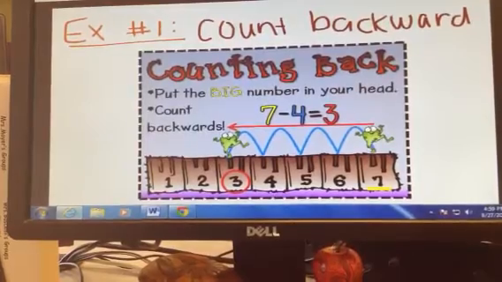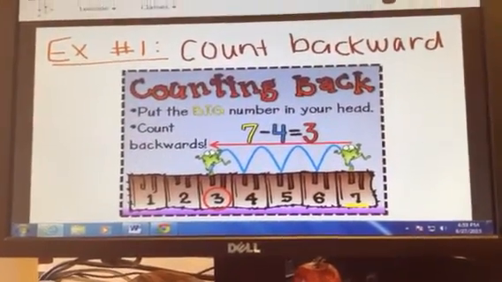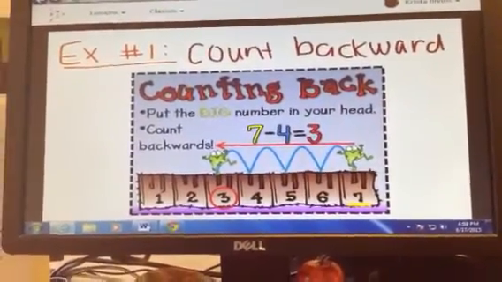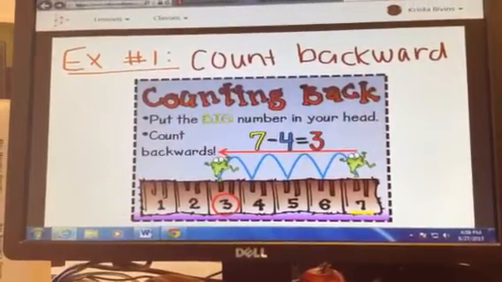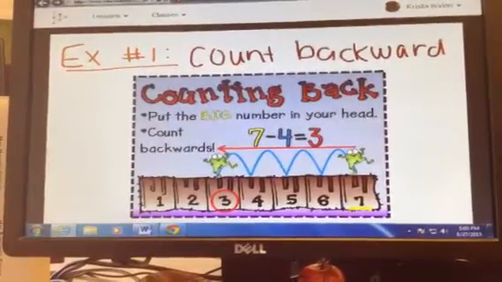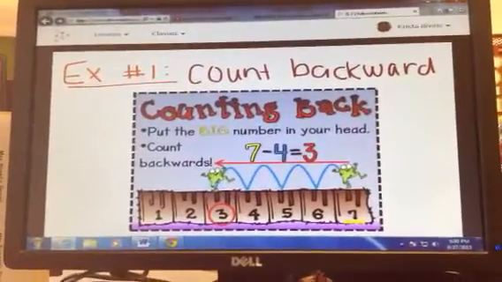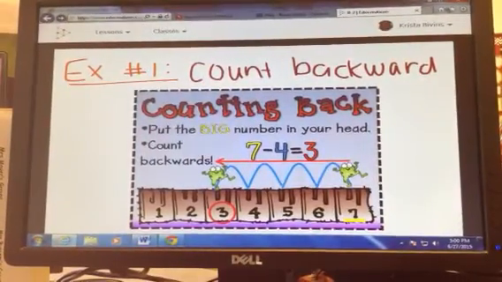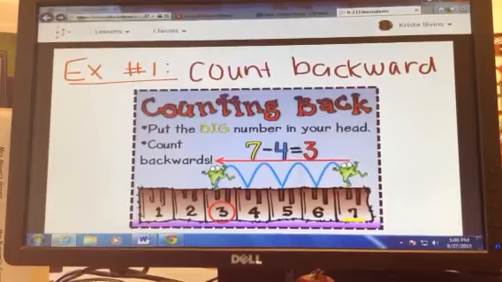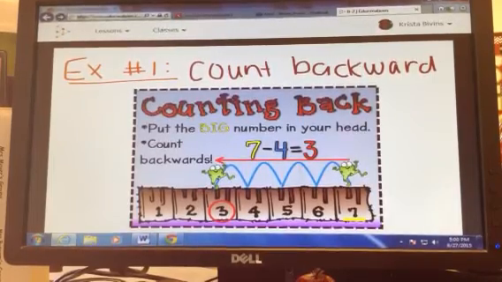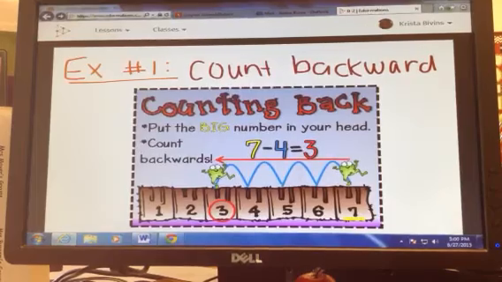Here we are with example number 1. So this is one way that you can subtract. And one way is to count backwards. So I put this picture on here for you, which says to put the big number in your head and then count backwards.